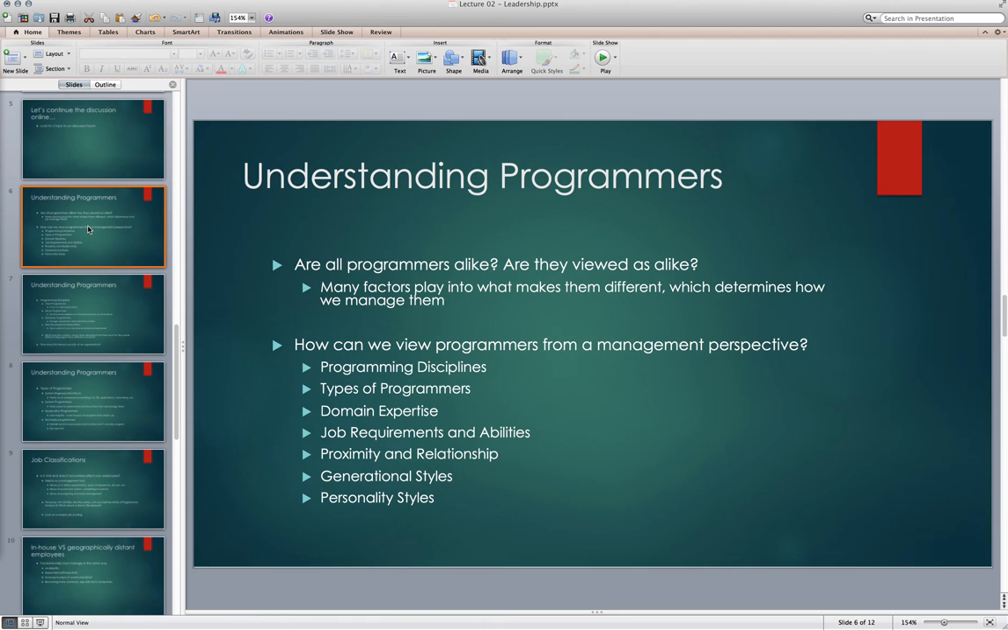As far as our management perspective goes, we oftentimes need to break down how we look at the programmer and the programming staff in order to help better manage the resources, manage the individuals, and manage the overall efforts. There's a variety of disciplines or perspectives we can look at. We can look at the programming disciplines themselves, the type of programmers, domain expertise, job requirements and abilities, proximity and relationship, general styles, and personnel styles. So we'll talk about a few of these here real quick.